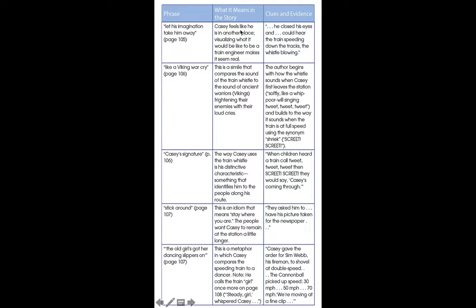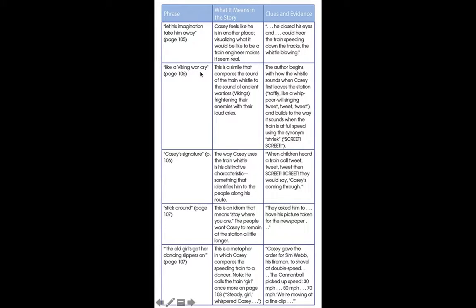He's able to visualize what it would be like to be a train engineer, and he can hear the train speeding down the tracks. He can hear the whistle blowing. So if you close your eyes and imagine that, you can visualize a train speeding down the tracks, the sound of the whistle blowing in the background. Okay, let's move on to the next phrase, "like a Viking war cry."